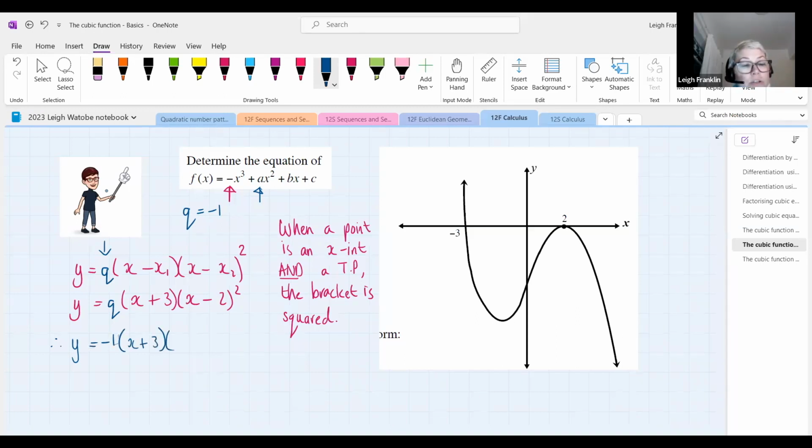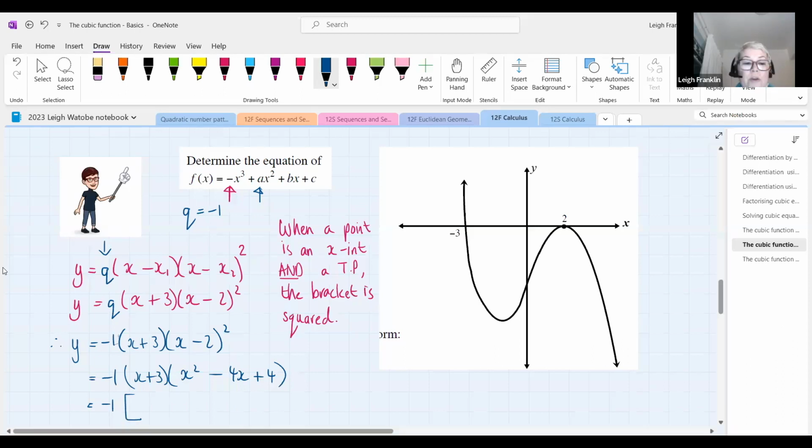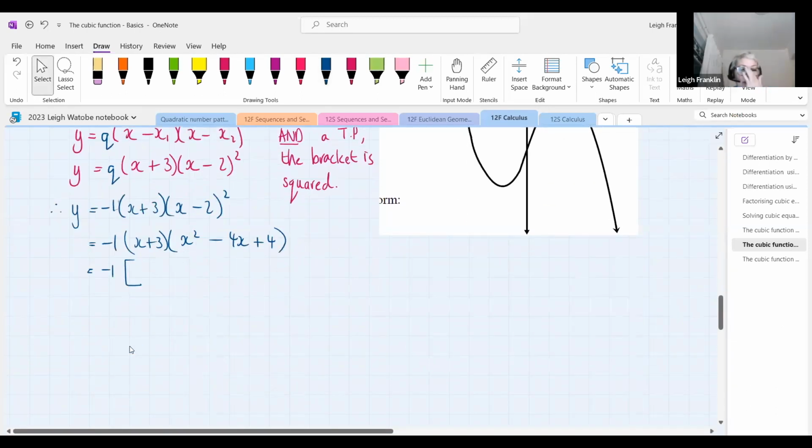But what I would need to do now is multiply out my brackets. In the same way in the question above that Lusanda did for us, we will leave the -1 and the x plus 3 on the outside. Then we need to square our binomial. This leaves us with x squared minus 4x plus 4 when we've squared our binomial. And again, we can leave that -1 on the outside. We can remove our round brackets.